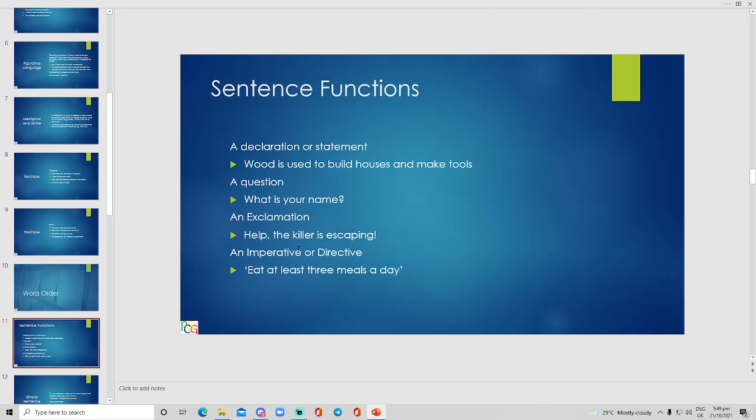So last one, an imperative or directive. This is one that is not very common and you don't hear about too often, but it's an actual type of sentence. So an imperative or directive. Eat at least 3 meals a day. When you think directive, you think directions. When you think directions, you think order. So that's the line of thinking you have when you think imperative or directive. So if you ever hear imperative or directive speech, think directive means order. Think order or think instructions. So eat at least 3 meals a day.